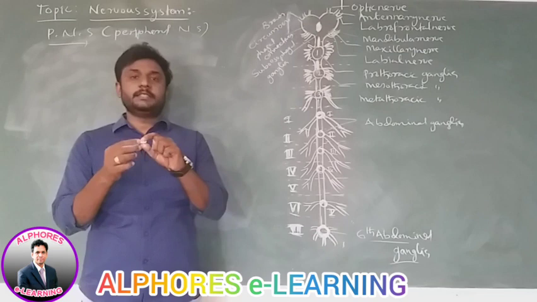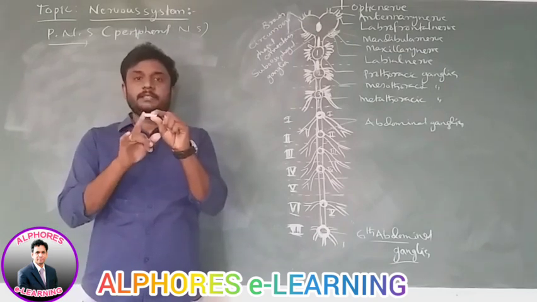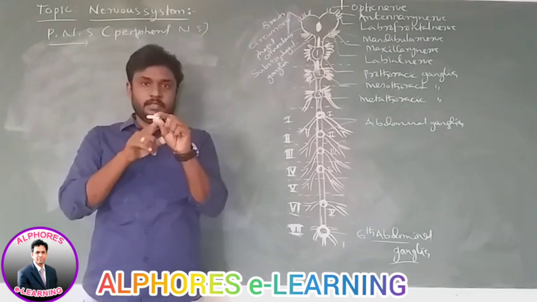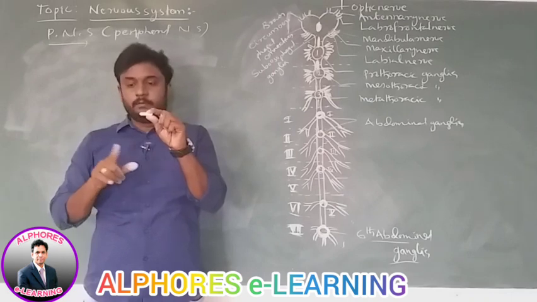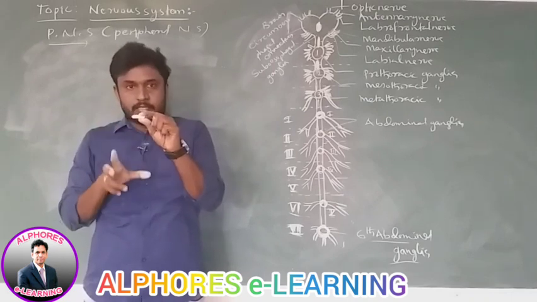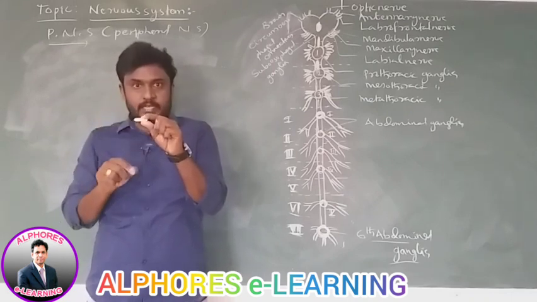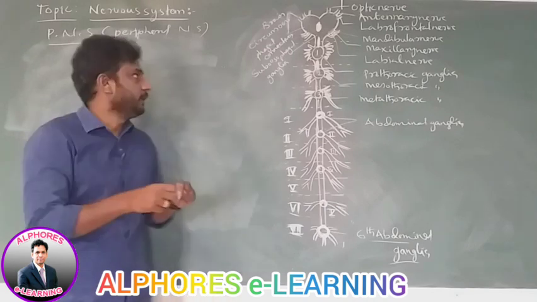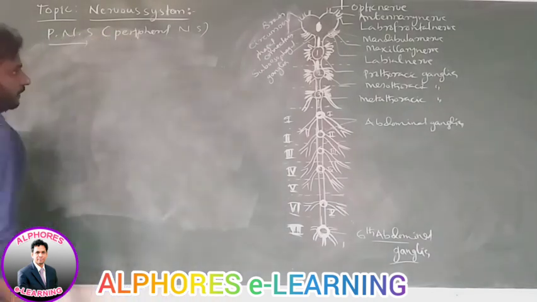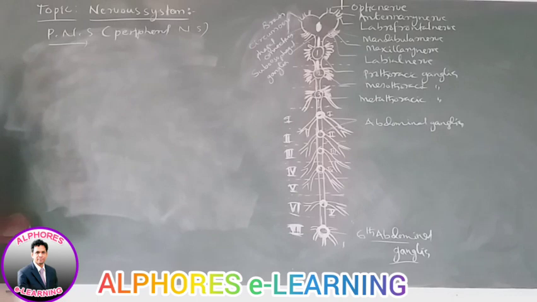For example, this is the brain. From the brain, some nerves arise. Then from the nerve cord, some nerves arise. All these nerves which are arising from the CNS are included in the PNS. So, what are the nerves arising from the brain and nerve cord?